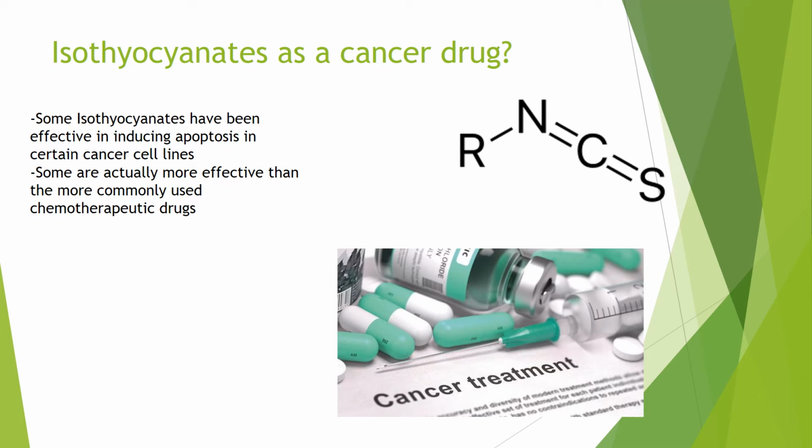As mentioned, isothiocyanate is a product or toxin that's produced from the myrosinase reactions. And something I found that was interesting is that some isothiocyanates have been effective in inducing apoptosis, or cell death, in certain cancer cell lines, and some of those isothiocyanates have actually been able to induce apoptosis in cells that are resistant to some of the currently used chemotherapeutic drugs.